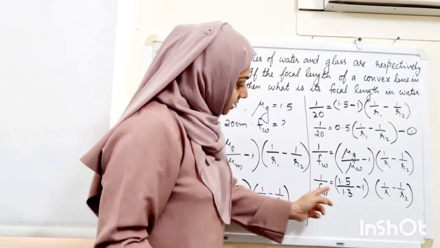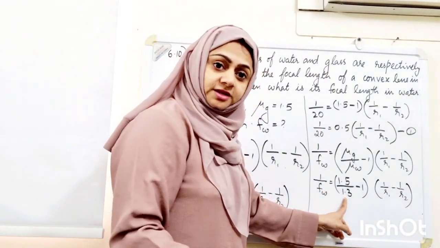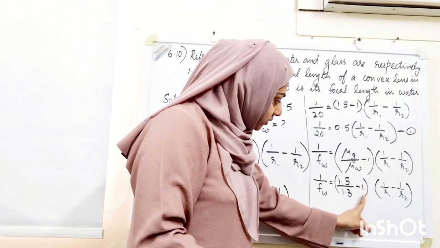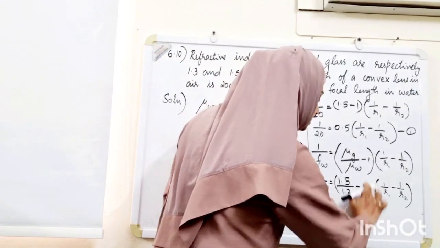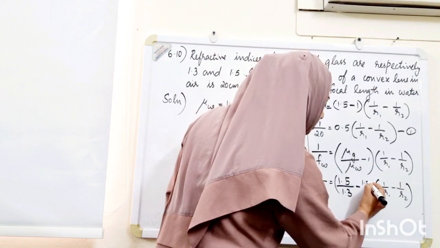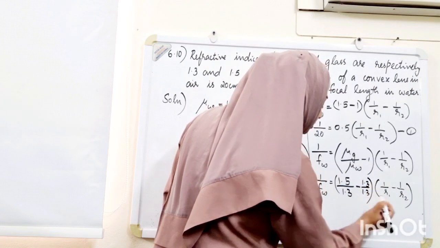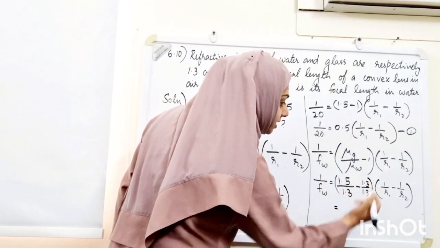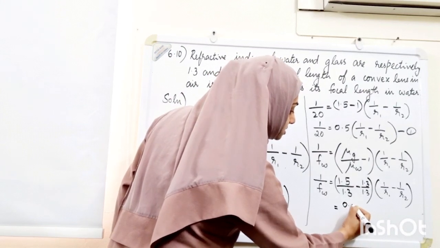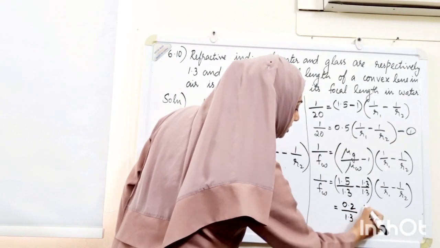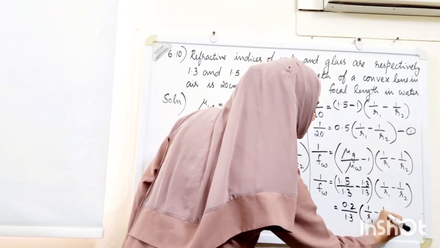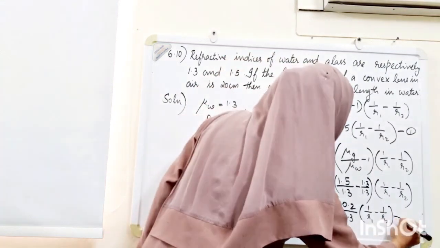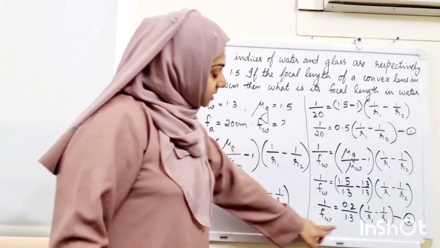Here, in order to remove the fraction part or the minus part, let me put 1 as 1.3 divided by 1.3. So the denominator became the same. So I can write this as equal to 1.5 minus 1.3, which is 0.2, divided by 1.3 times 1 by R1 minus 1 by R2. So I have 1 by FW as this quantity. So here I mark it as equation 2.